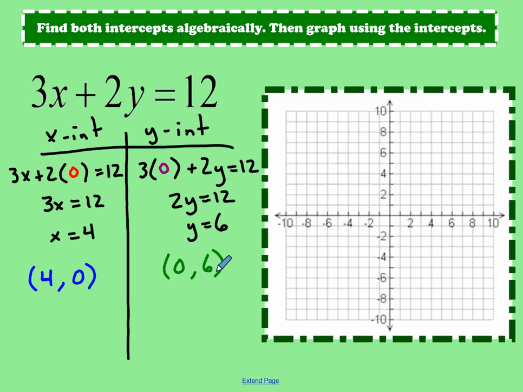I need to plot both of these things. So I look at the point 4, comma 0. 4, comma 0 is right here on my graph. I also look at the point 0, comma 6. 0, comma 6 is right here. All I have to do to finish this thing off is draw a straight line that goes through those 2 points. So here I go. Draw a straight line. Make sure I have arrows on both ends, and I am done with this problem.